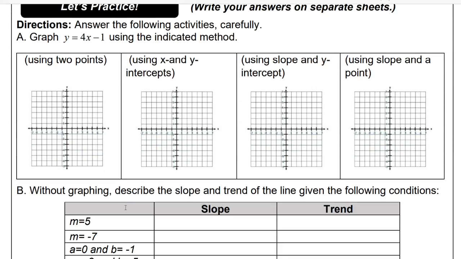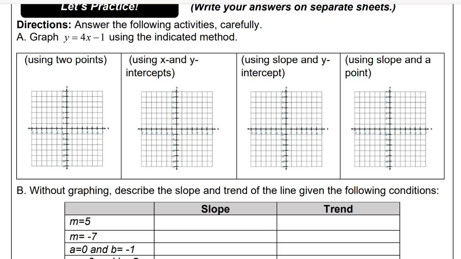Okay, here you are going to answer the following activities carefully. So the equation is y equals 4x minus 1 using the indicated method. So using 2 points, you have to assign 2 values of x para for you to solve for the 2 points, for you to get the 2 points here.